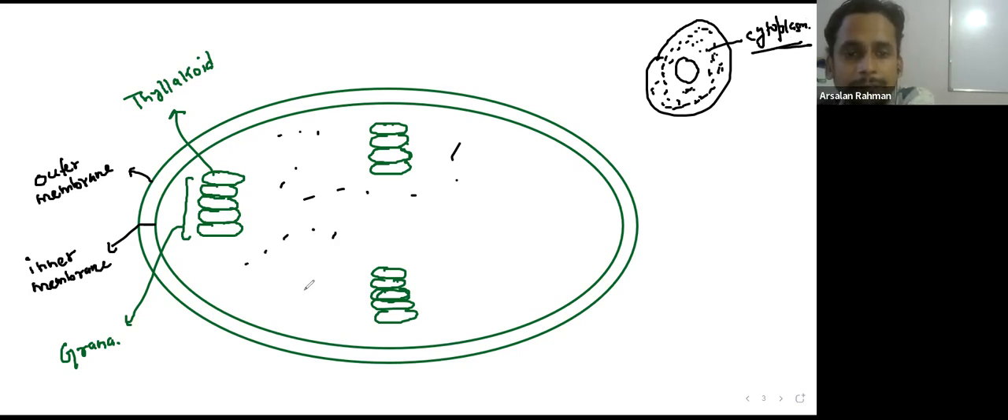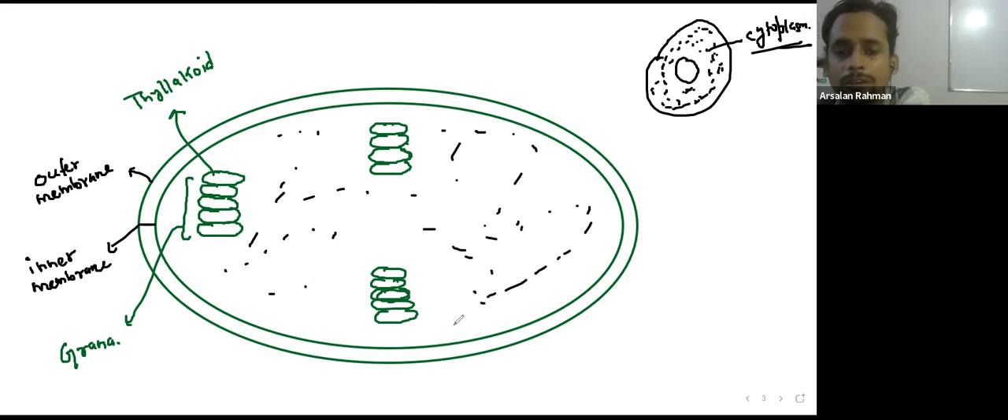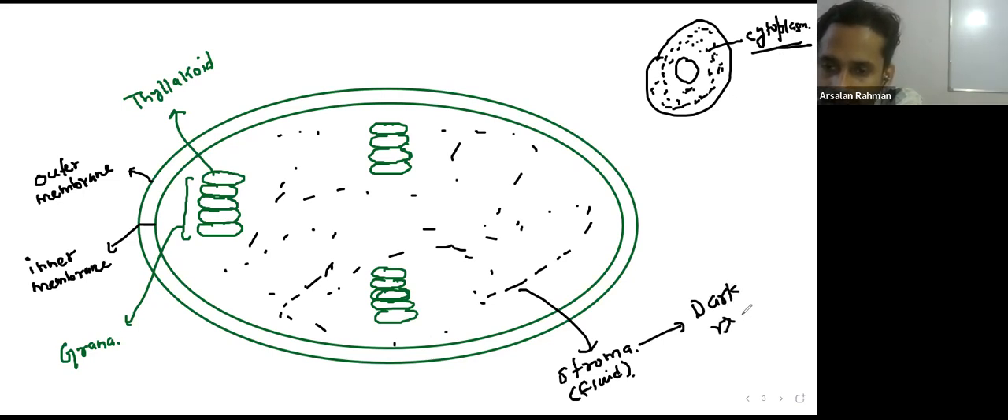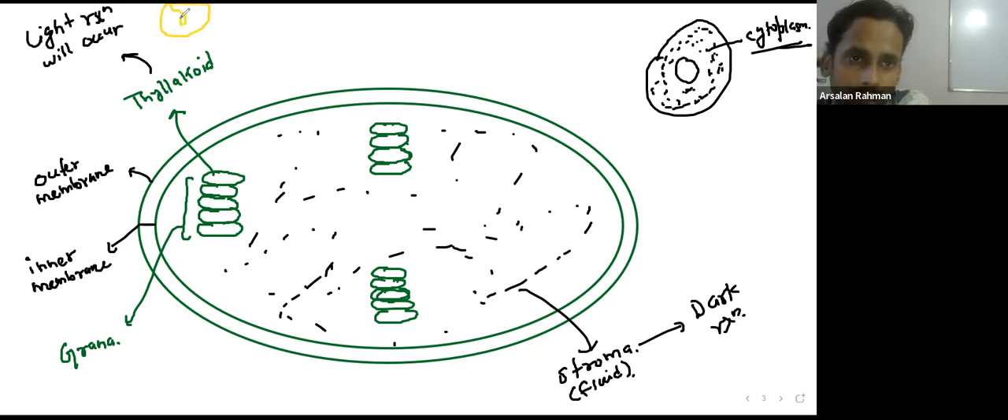In the same way, there is a fluid present inside the chloroplast. This is the chloroplast, which is the kitchen of the cell. This structure is known as stroma. In stroma, dark reaction will occur. In thylakoid, light reaction will occur. Let me draw you a sun, a beautiful sun. It doesn't look like this, but suppose this is a sun.